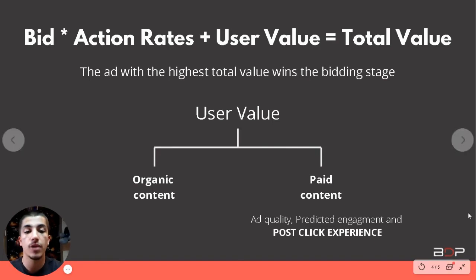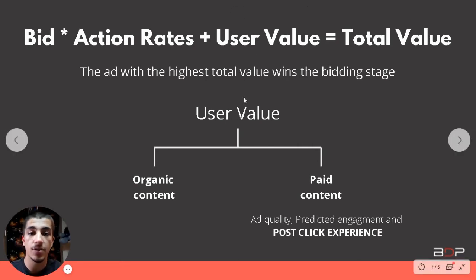Now, this is why welcome pop-up windows are really bad for your e-commerce store and for your revenue in general. If your ad quality, your predicted engagement, or your post-click experience is bad, then your user value is going to be lower. Therefore, you're not going to win as many auctions as you should. It doesn't matter how big your bid is.